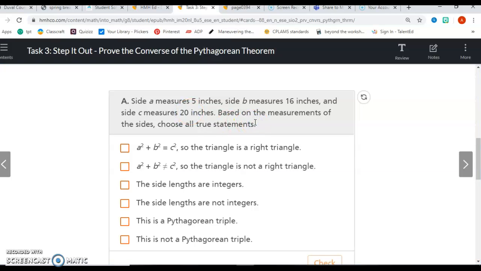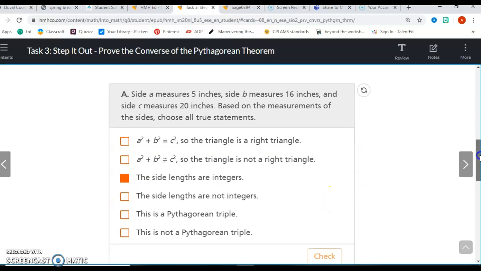Can we say that the side lengths are integers? 5, 16, and 20 are all whole numbers, so yes, they're integers, right? And if I do my scratch work, a squared is 5 plus b squared is 16. Does that equal 20 squared?